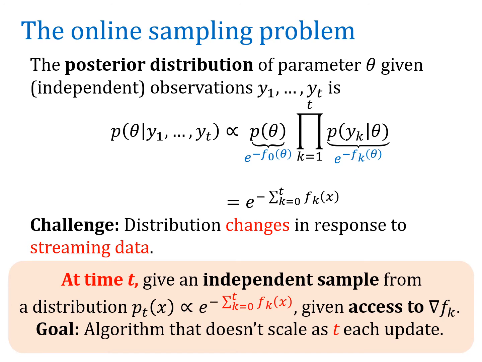Moreover, an important challenge in scalable Bayesian inference is to do this efficiently, even when the distribution changes in response to more data y_t coming in. We formalize this problem as follows. At every time t, we require an independent sample from the distribution p_t proportional to e to the minus sum of f_k from 0 to t, given access to the gradients of the f_k. We require that the algorithm is efficient, that its time does not scale with t each update.